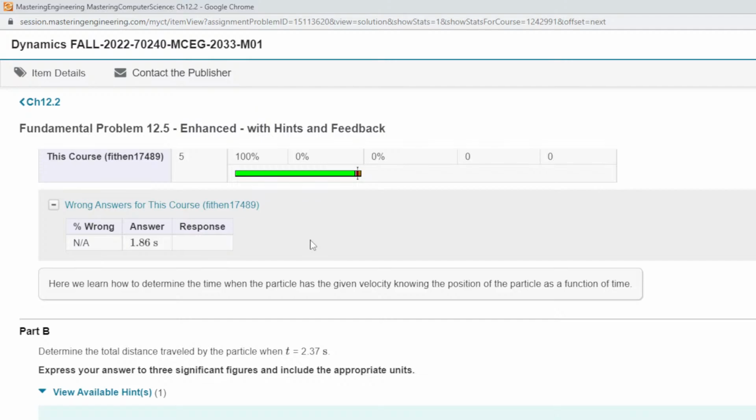So what he does is, to determine the total distance at this weird time here, it's necessary to investigate the path. Consider a graph of the velocity function. Note that the particle is traveling to the left when the velocity is negative, and to the right when it's positive. Also, v is equal to 0 for t found in the previous part.